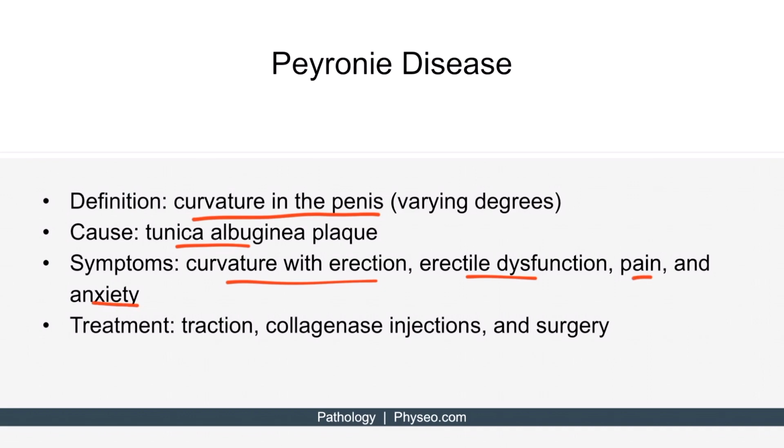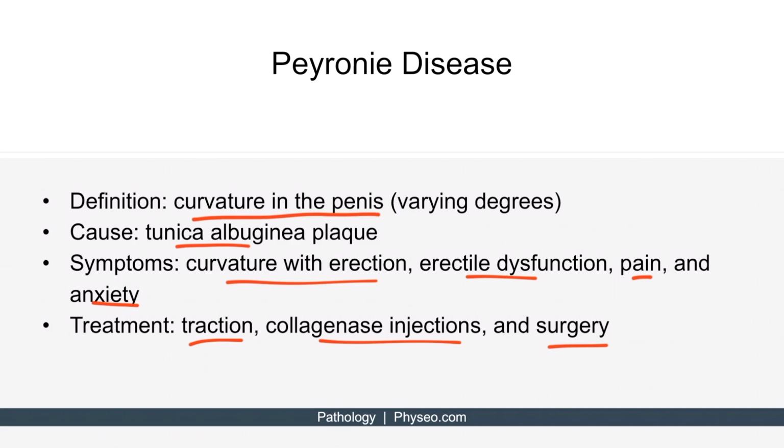There are a few ways to treat it. One is with manual traction. There are various devices on the market that a patient can use for this. Another option for treatment is a collagenase injection. The theory is that the collagenase breaks up the plaque. The final option is surgery, where the curvature is corrected. The choice of treatment depends upon each individual patient's symptoms and concerns about the curve and degree of curvature.